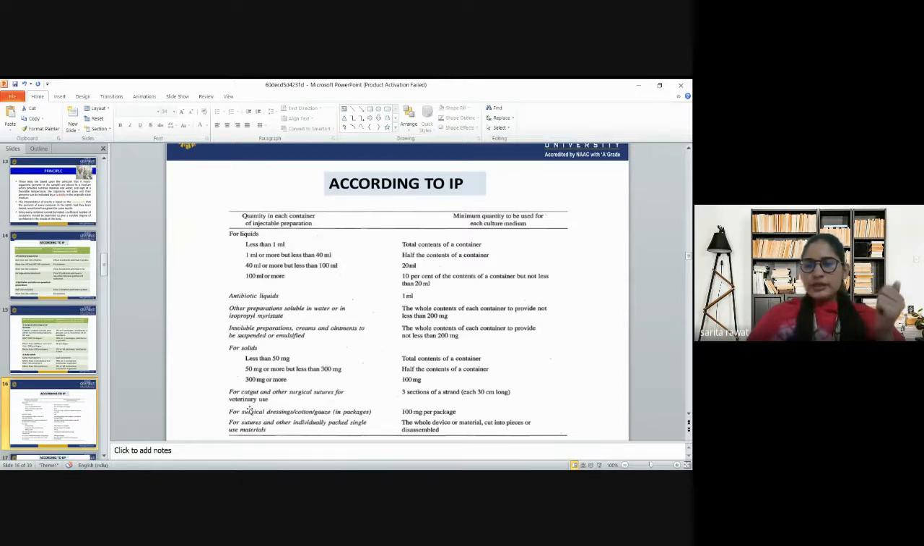For surgical dressings, cotton gauze in packages, we have to take 100 mg per package.